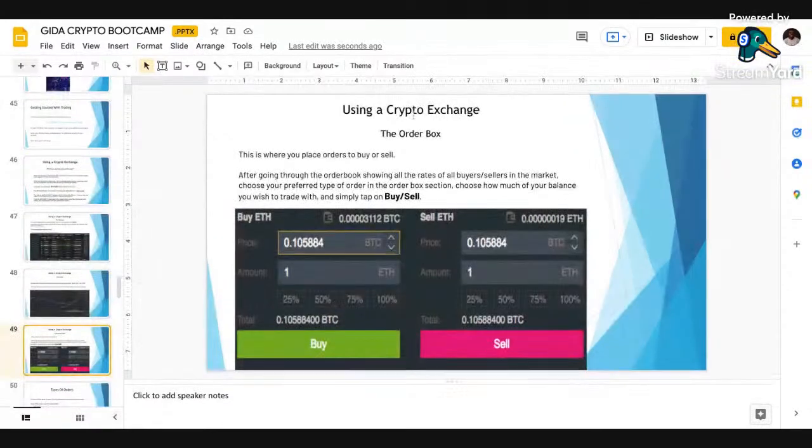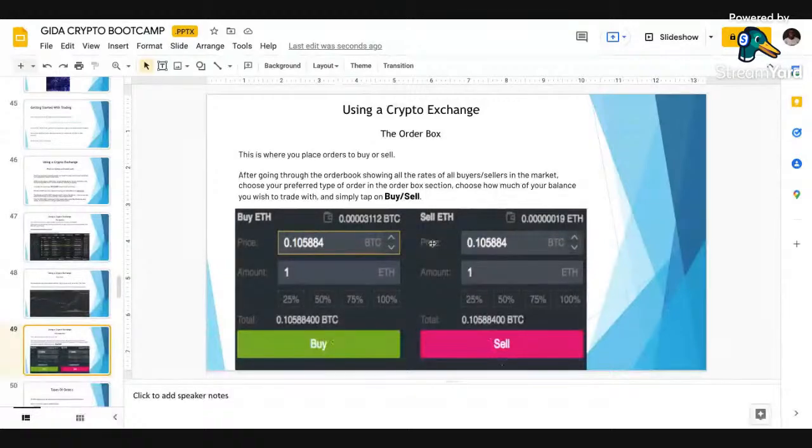Now, the order book is where you can actually buy and sell. That is where the actual buying and selling goes through. Do you understand? The order book is where the buy and sell goes through. On the order book, you can see the rates at which buyers and sellers want to trade, and then you can place your own order by tapping buy or sell. If I want to buy, I simply click on buy. If I want to sell, I simply click on sell.